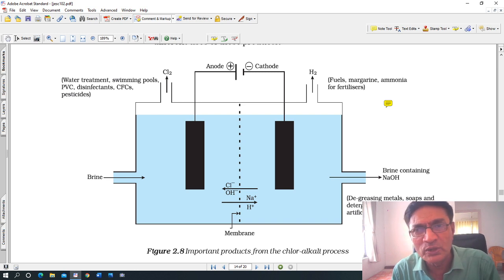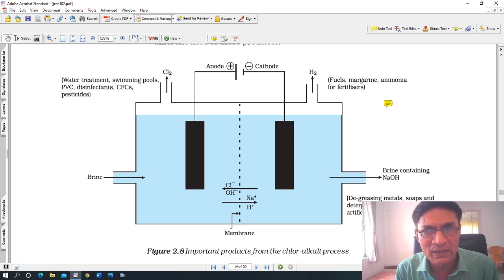And of course, hydrogen gas can be used for cooking, for fuel, for the preparation of margarine, and for ammonia for fertilizers, NH3, that is ammonia. It can be used for different preparations. Hydrogen gas has many uses. And of course, sodium hydroxide is a very important strong alkali. It is used in many chemical industries.